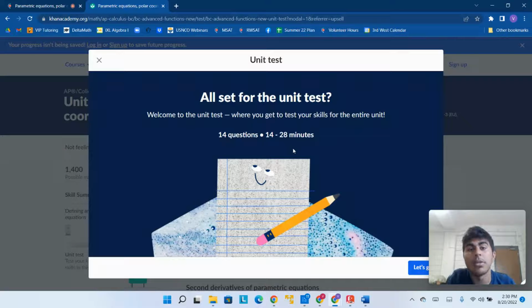Hello and welcome. Today we're going to be looking at the unit test for parametric equations and polar coordinates, one of the topics on AP Calculus BC. This one is not on AP Calculus AB, this is solely a BC topic. In this, we're going to look at all of these questions to make sure you understand how to approach and solve the questions in parametrics and polar coordinates. I know this is a very hard topic, so let's get right into our first question.